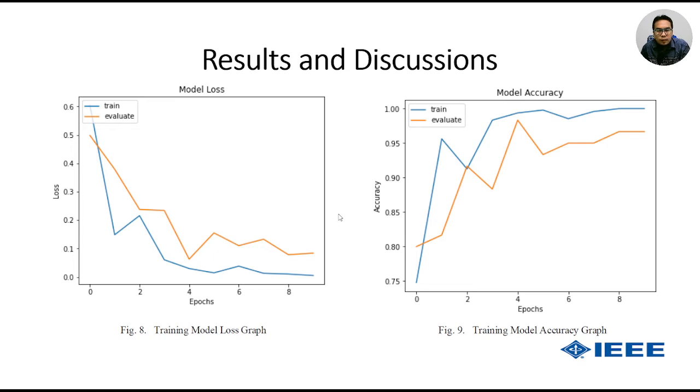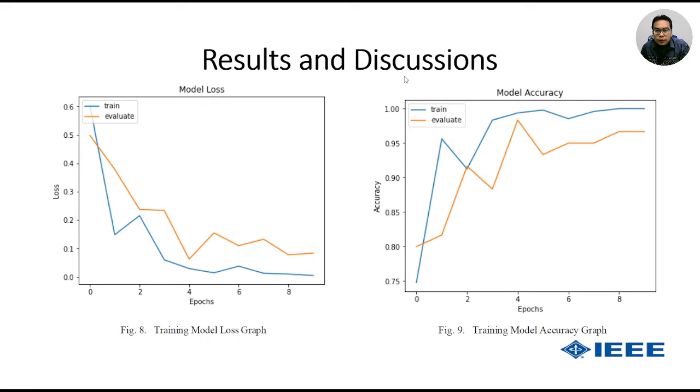Okay, these are the results that we gained through the experiment that we set before. Speaking of the training model loss graph, basically we have this on the left hand side of the figure. We can see that for our evaluate or testing period we have the orange, while the blue reflects the training performance on the model loss side.